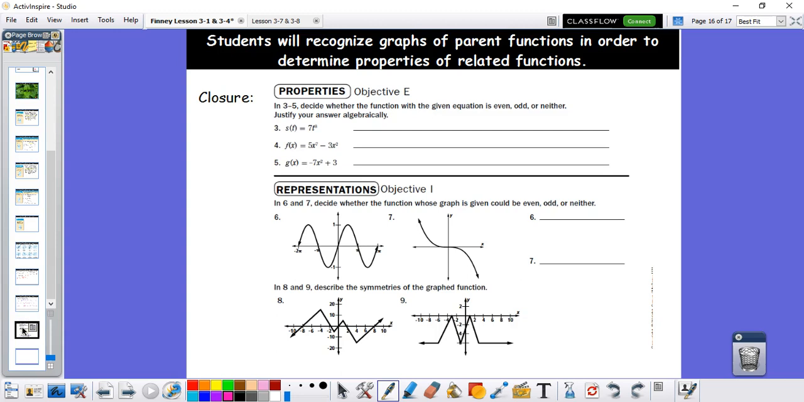Alright, so there's your closure. Give her a go. Check your answers with your neighbor. See what you all come up with. Turn this in. Thanks.